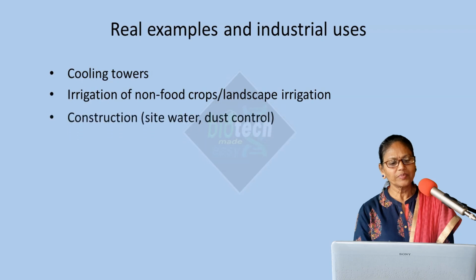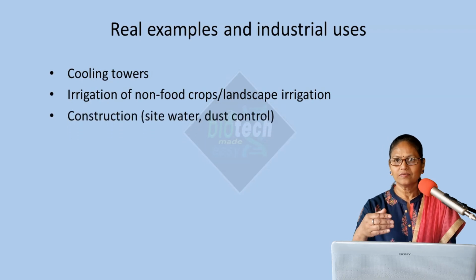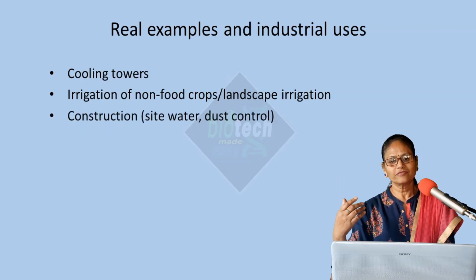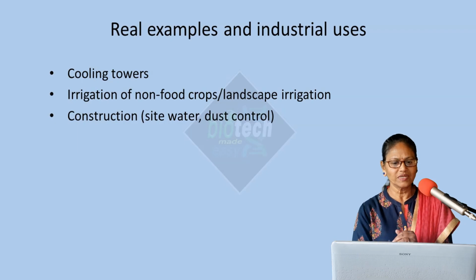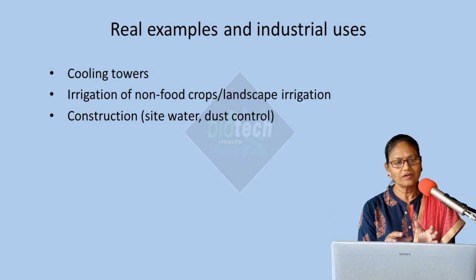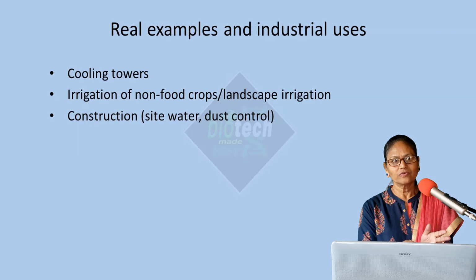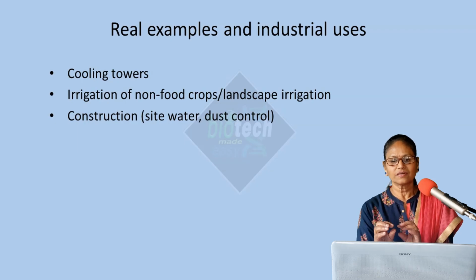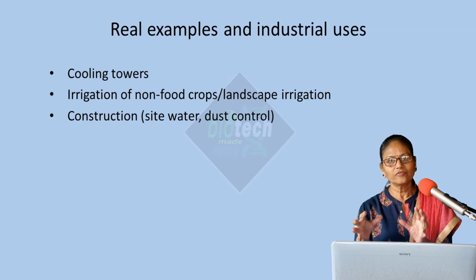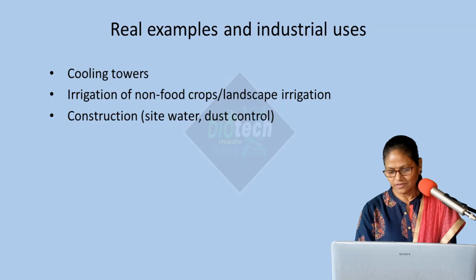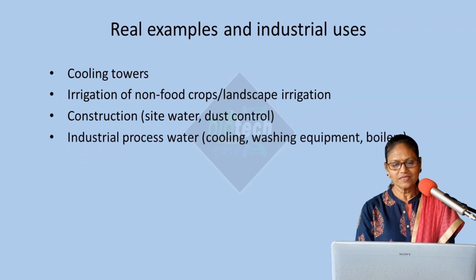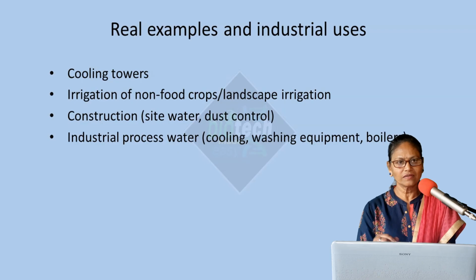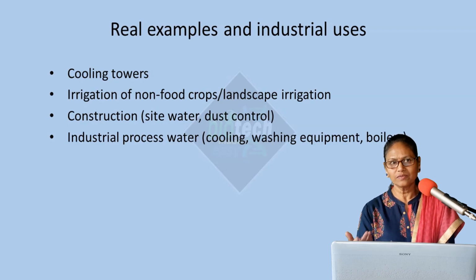And also it can be used at construction sites, when tall towers and multi-storied buildings are being built, then lots of water is used there. So site water can be this one. And for controlling dust also, the reuse of this water is possible. And certain industrial processes can use this water, like cooling, or if you have to wash the equipment in boilers.